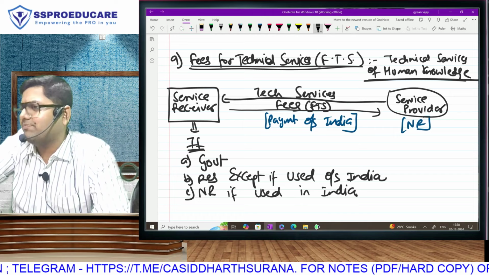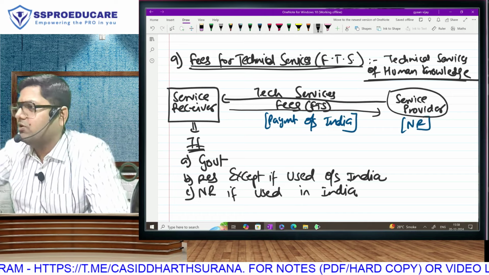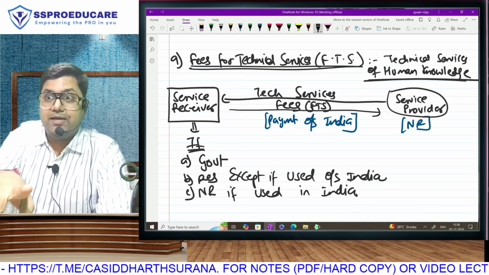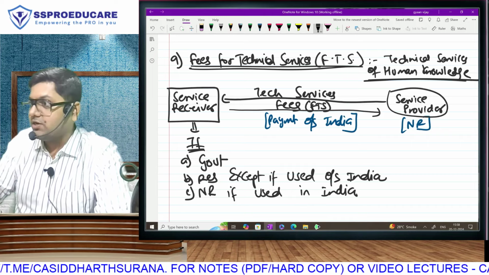Royalty and FTS are the same, just that in royalty, the value is in the asset, and in FTS, the value is in the human brain, the human knowledge without degree. The moment you get a degree, it becomes professional fees. This is without degree. Knowledge does not require a degree.